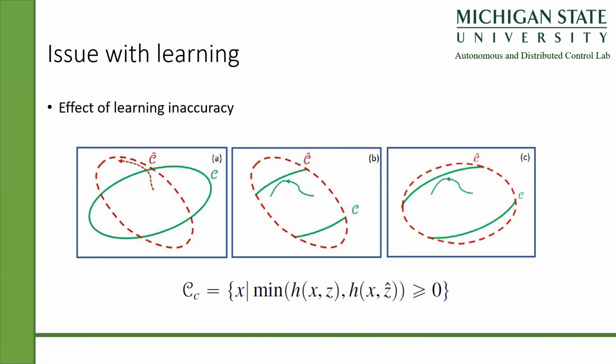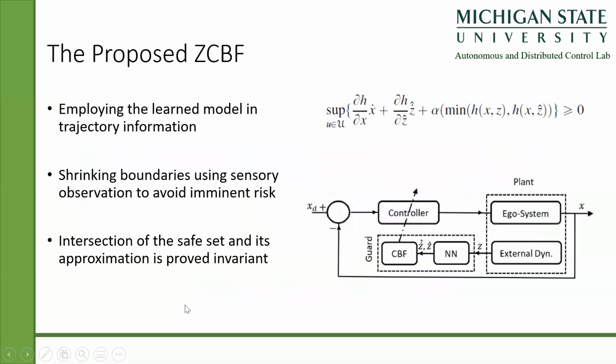I'll give you an example. When pedestrians are walking through the road, using sensory observation, like from LIDAR or other sensors, we know the distance, but we don't really know what's next. We don't really know how they behave. So we have access to Z, but we don't have access to Z dot. Therefore, we are able to form this set. Then we define a new barrier function, which employs the dynamics of the learned model, but shrinks the boundary using instantaneous sensory observation to avoid imminent risk.